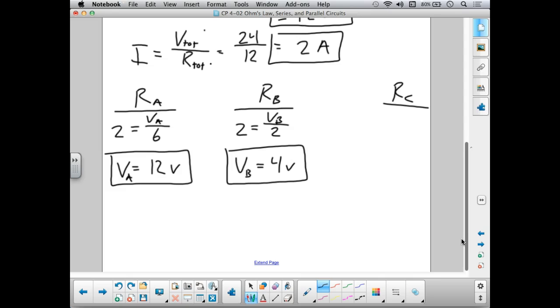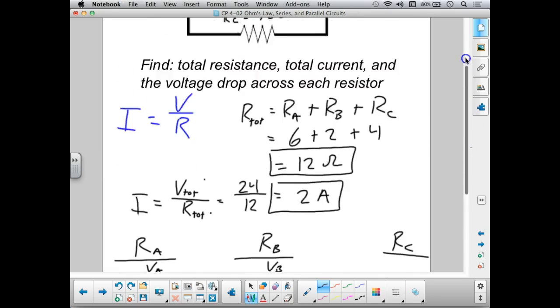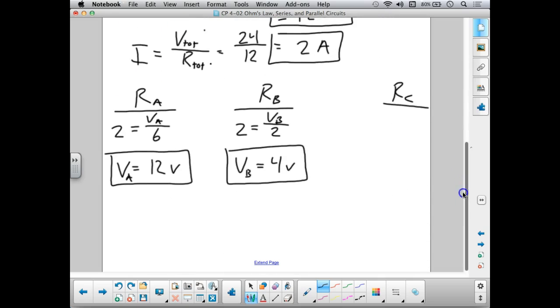And finally, resistor C, up here at 4 ohms. We're going to zoom in just over there. I know its current is 2, looking for the voltage drop across resistor C, and I know its resistance is 4 ohms. Moving that 4 to the other side, we get a voltage drop of 8 volts across resistor C.